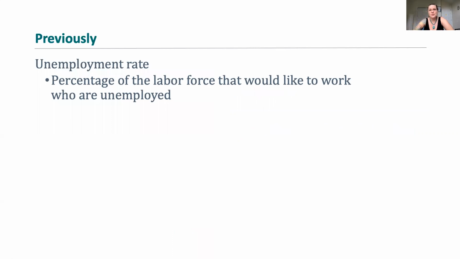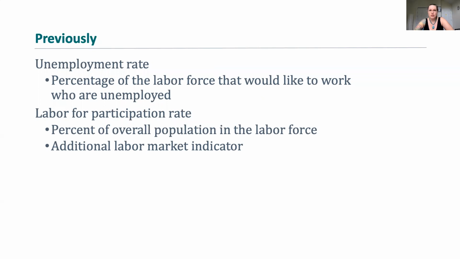So prior to this, we looked at a chapter on unemployment. And we were able to measure the unemployment rate as the percentage of the labor force who would like to work but are currently not working. We also looked at a different measure of economic well-being, which is the labor force participation rate. This is the percent of the overall population that's actively in the labor force. This is another indicator we can use to look at the health of the current macroeconomic conditions.